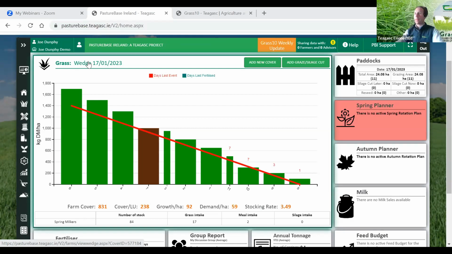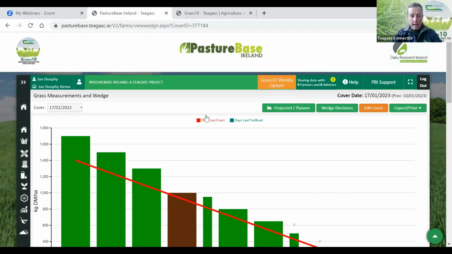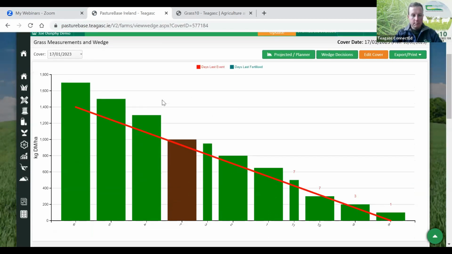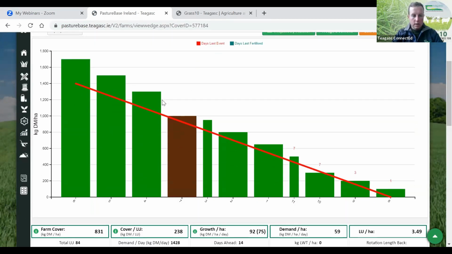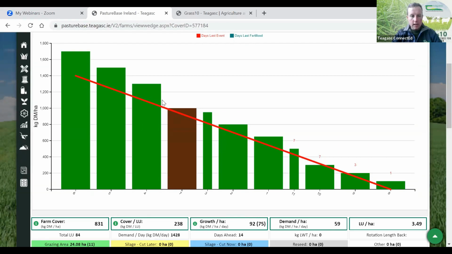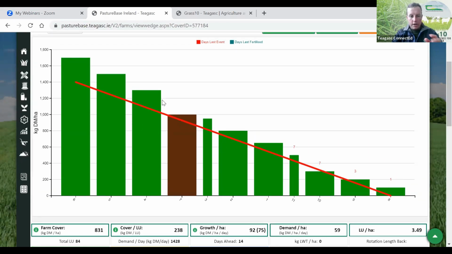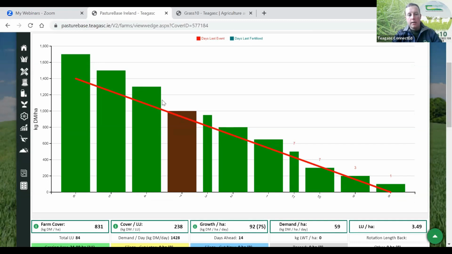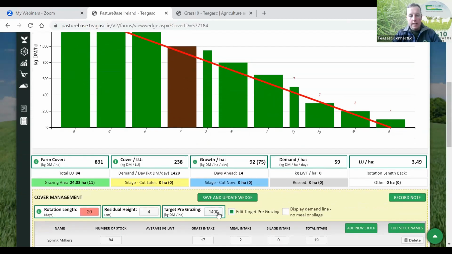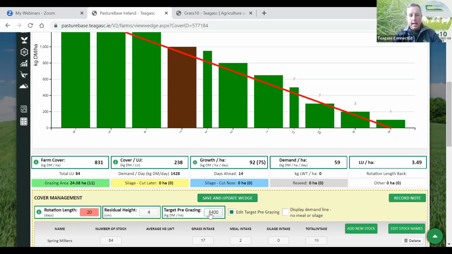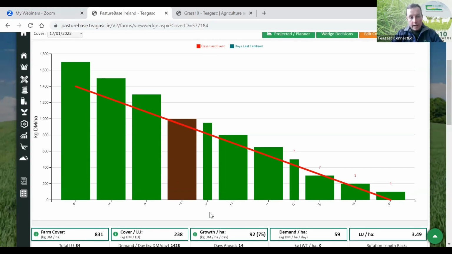All right. So we're on the wedge that we created yesterday. Now I did bump up a few covers here just for the purposes of showing you, I suppose, making decisions on the wedge. So again, we're just looking at the visual of the wedge. If we compare it to the red line, and we have a red line here that's set at 1,400 kilos of dry matter, that's the grass that we should be grazing in or around.